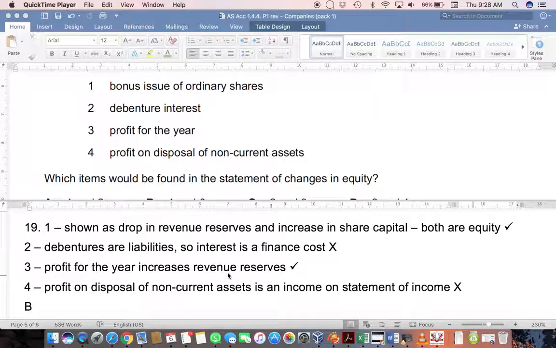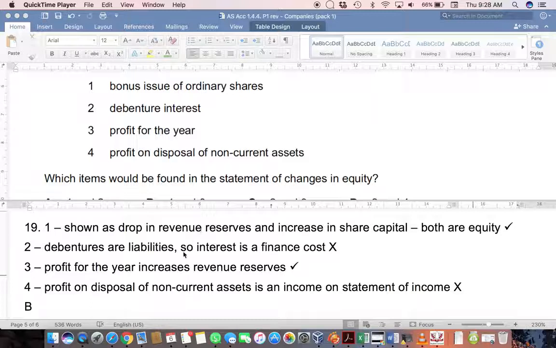Number 4, a profit on the disposal of non-current assets is just going to be a normal income on the statement of income, and as such you would not show it in equity. It does indirectly affect the equity because it'll affect your profit for the year, which will increase your revenue reserves, but on its own, you wouldn't have a line item for profit on disposal of non-current assets in the statement of changes in equity.